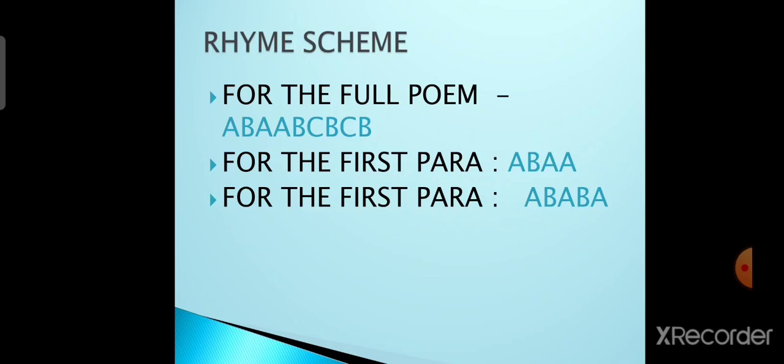For the first paragraph, if you do it paragraph-wise, the first paragraph is A B A, and the second paragraph is A B A. Now here it is a misprint. Again in the second line, for the first paragraph only it is written. In the place of this, the second paragraph will come. I hope you know this thing very well. This is common.